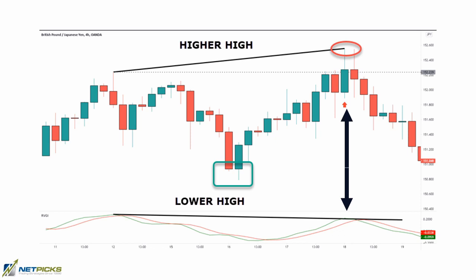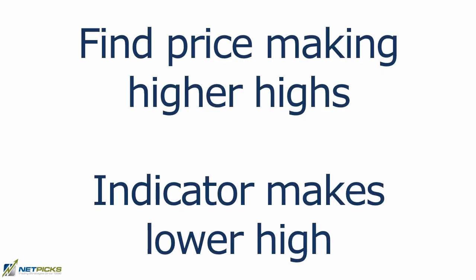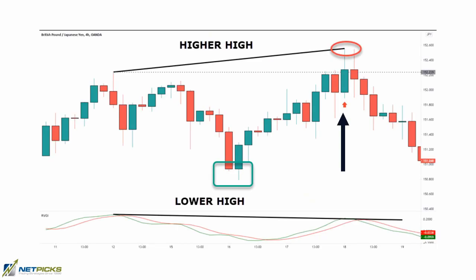So the trading rules, quite simple. You just want to find price making higher highs, indicator making lower highs. Okay, this is for shorts. The trade entry can be below the candle that breaks the previous peak. And on this chart, it's that small red arrow. Or you could trade the cross of the green and red indicator lines.